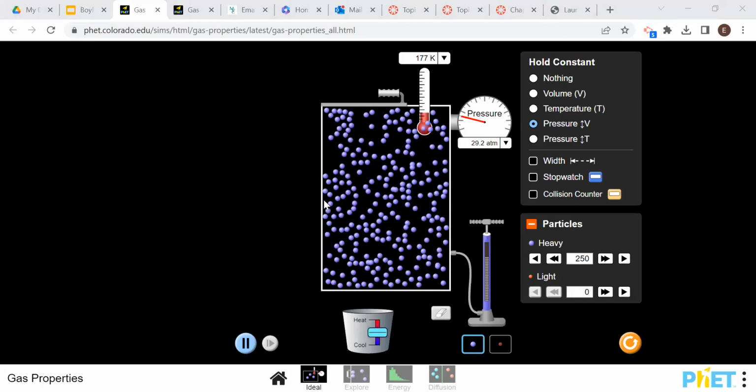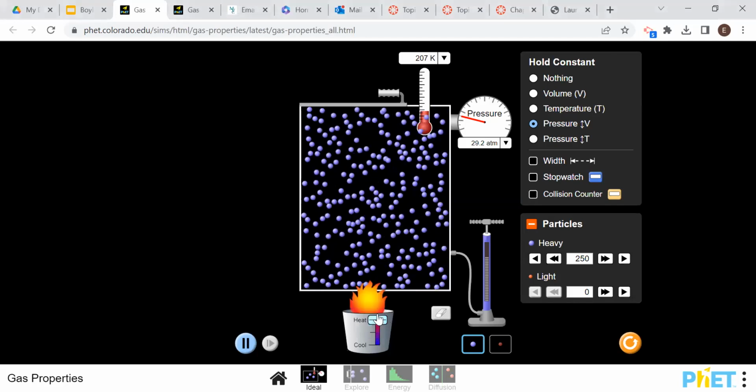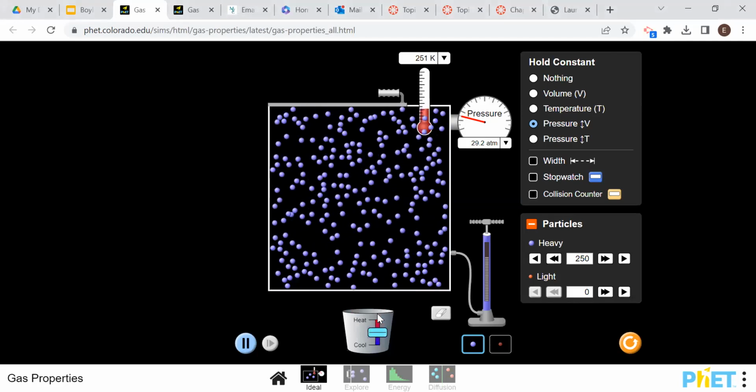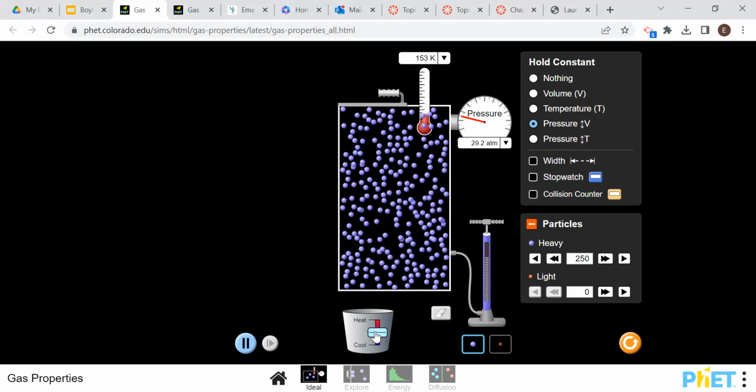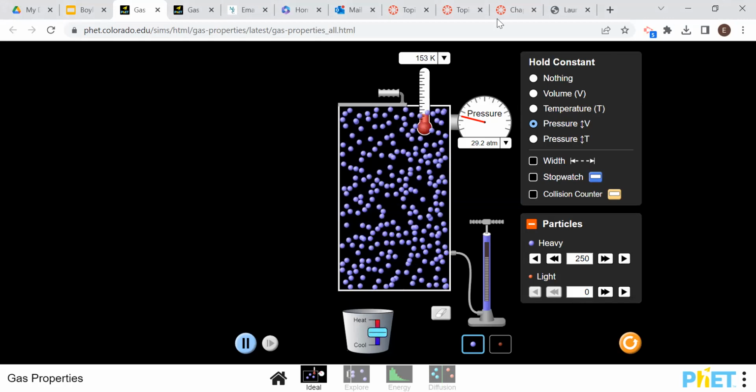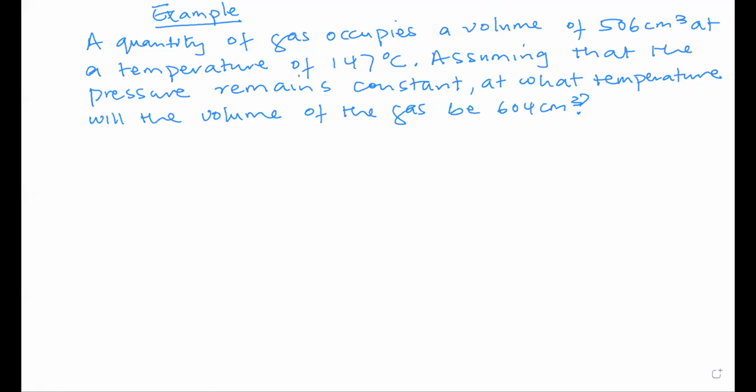Okay. We increase the temperature, the volume is increased. We decrease the temperature, the volume is decreased. Direct relationship. Let's look at this example. A quantity of gas occupies a volume of 506 cubic centimeter at a temperature of 147 degrees Celsius. Assuming that its pressure remains constant, at what temperature will the volume of the gas be 604 cubic centimeter?